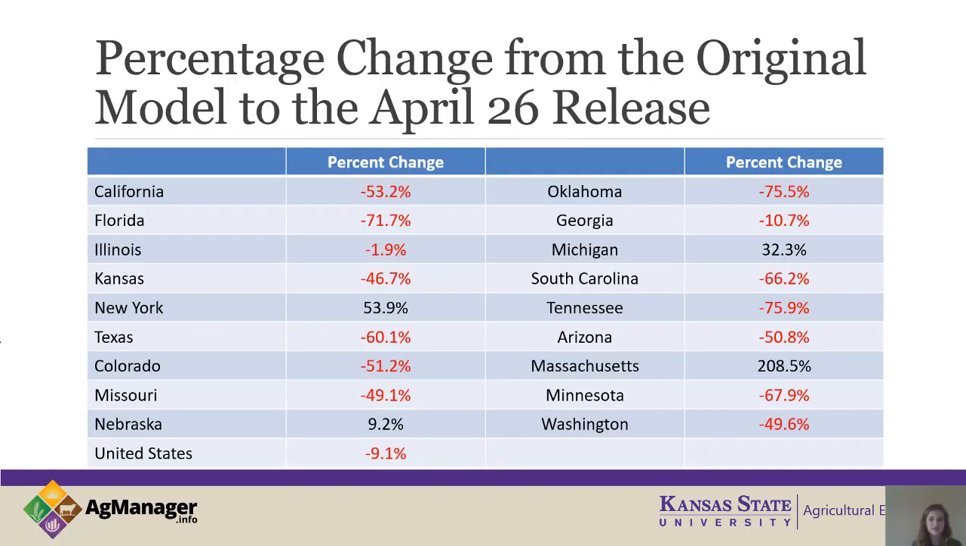This slide looks at the percentage change from the original model to the most recent April 26th release. Some states, as I mentioned, that were largely over forecast at the beginning have seen pretty significant drops in the percent change and what they now expect the death to be. Most notably, California has had a 53% decrease, Oklahoma 75% decrease, Missouri a 50% decrease, Texas 60%. So we're really seeing a great deal of decrease in maybe some of these less populous states or states that haven't been as hard hit.